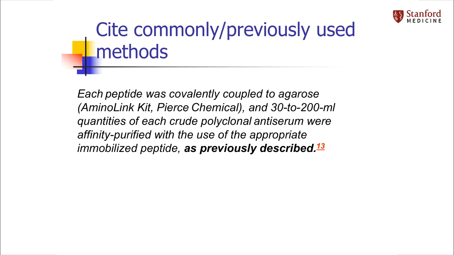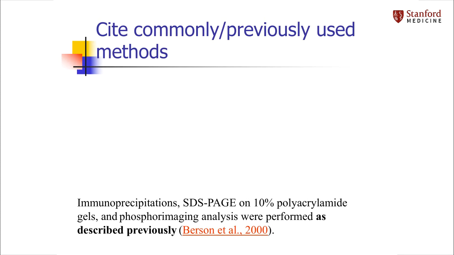Well, when you get to the method that's already well known, you can just say "as previously described" and give readers the reference, and I'm giving you 2 examples here. It helps with concision.